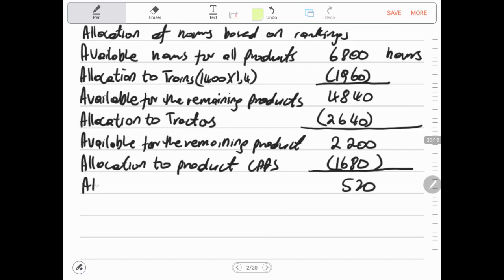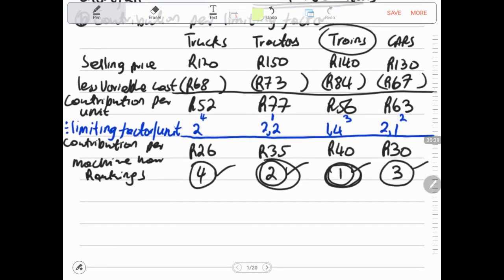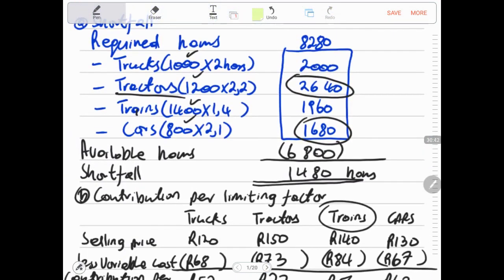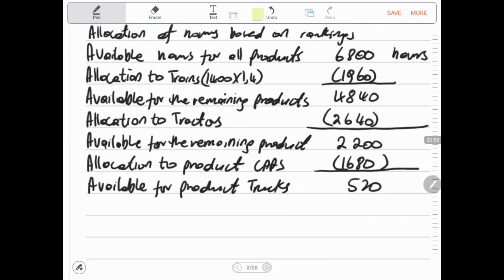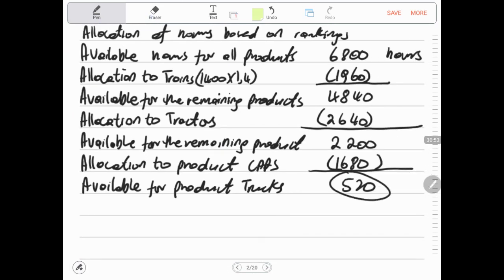Then now we have available for product trucks. So now this is the product that was ranked last, which is the trucks. Then the question is, how many hours does the product trucks require? Product truck requires 2,000 hours. How many hours are available? Only 520. Then the question is, how many units can be manufactured out of the available hours?